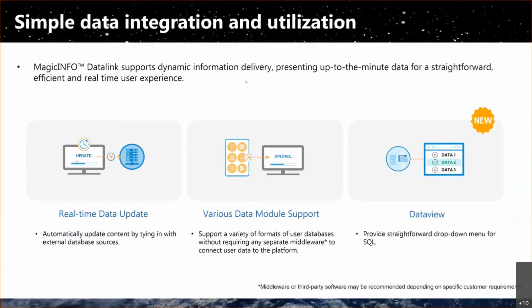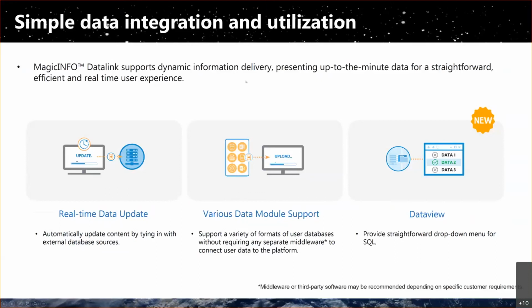Data Link also supports various modules, whether it's database connectivity to MySQL databases, Oracle databases, or you want to pull data from Excel files or CSV files or XML files. It also provides you an ability to pull data from REST-based APIs. This doesn't require any additional middleware. However, there are certain cases where we do work with customers and partners to figure out their unique use cases and can bring in our partners to develop certain middleware portals.